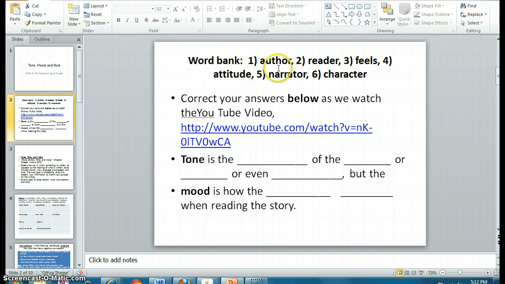Okay, here's the word bank: author, reader, feels, attitude, narrator, character. This we did in class already. We watched the video, so I'm going to go through this. Tone is the blank of the blank, or the blank, or even the blank, but the mood is how the blank when reading the story. What do you think that is? I'm going to take a second. You can try to figure that out.